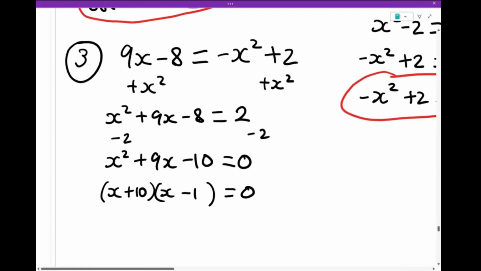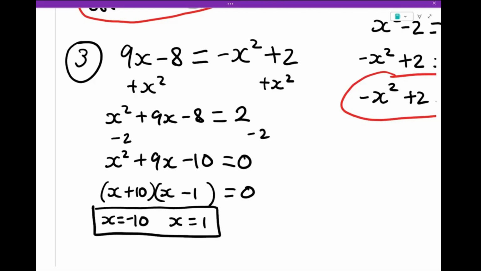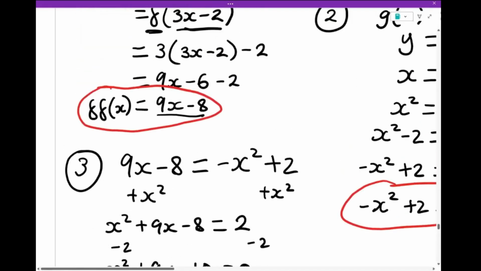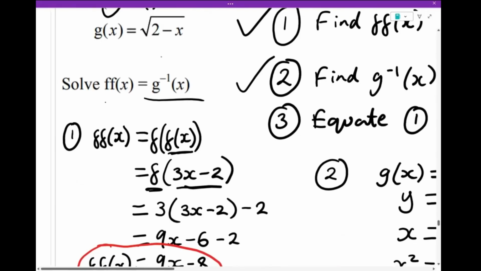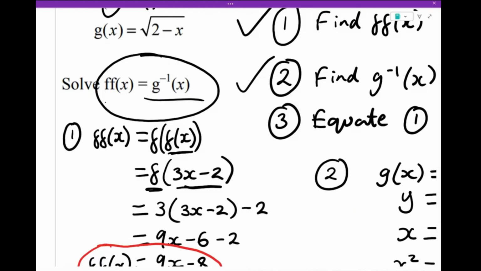Then the x values that are going to make my bracket 0, for this one would be x equals 1. And for my other bracket, it will be x is equal to negative 10. So my final solutions would be these two x values here. They are the ones that I can substitute into my initial equation and get the left-hand side equaling the right-hand side. Let's have a look at another question.